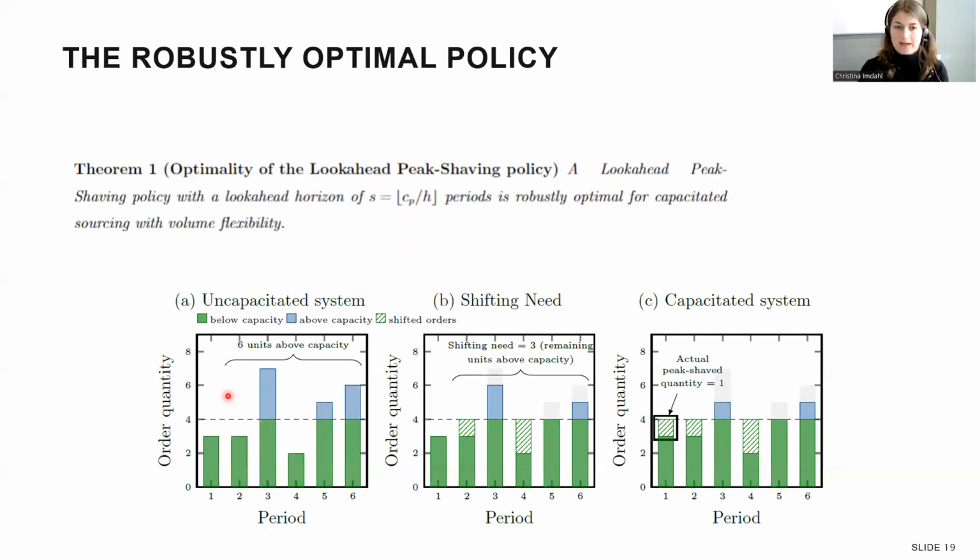So let's look at how this policy would play out. We look again at our example that we had before. We had the 6 units above the capacity, a shifting need of 3, but now in this first period, there's only one place to shift. So we actually only order 1 unit extra, even though we would like to order 3 units. And the unit that we shift eventually we call the peak shaved quantity in our context.